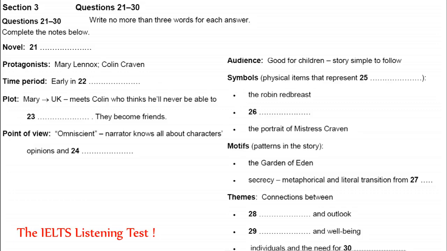Finally, this book looks at connections between individuals, namely Mary and Colin. This necessity of human companionship is the novel's most significant theme, because none of their development as individuals would have occurred without their knowing each other. Well, that about sums it up, I think. That's a great help, thanks. Yes, thanks very much. That is the end of section 3. You now have half a minute to check your answers.